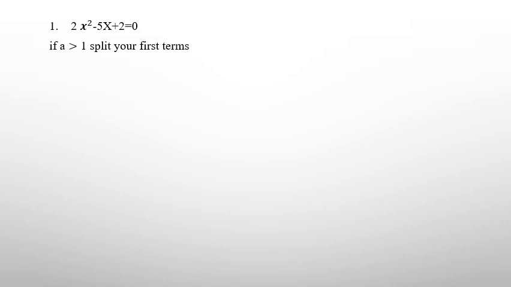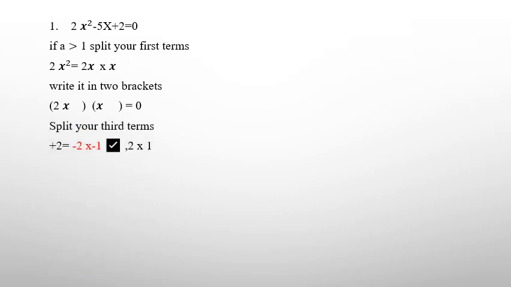So we are going to split our first term. How am I going to split? What is my first term? 2x square. How will I split? 2x multiplied by x. Then you write it in brackets, 2x in one bracket and x in another bracket. I told you what terms we are going to split: the first term and the last term. The second term, no need to do anything.